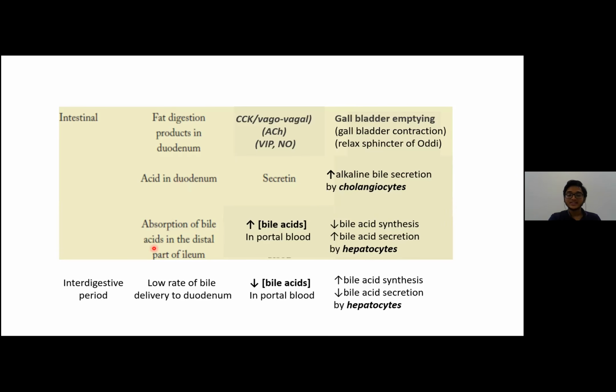Absorption of bile acids in the distal part of the ileum basically refers to the enterohepatic circulation. I told you that once you have more bile acids, this will decrease 7-alpha hydroxylase, and this will increase BSEP, bile salt export protein, which was primary active transport. You need to know this, okay? So this was basically a summary slide.